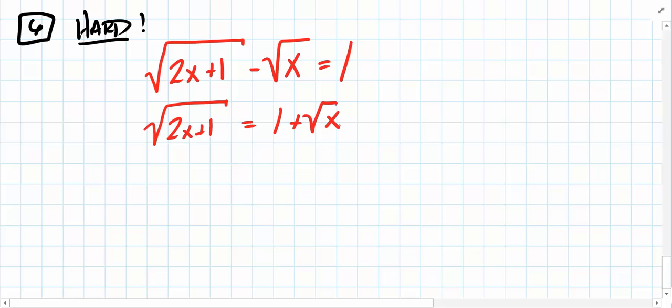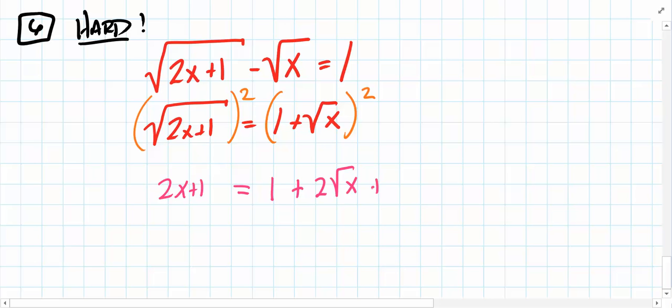Okay, then I am going to want to square both sides. On the left-hand side of my equation, I'm just going to get 2x plus 1. On the right-hand side, I get, don't forget how to square a binomial, it's 1 squared is 1, plus 2 times the product of the two numbers multiplied together, so 2 radical x, plus the square root of x squared is just x. Everybody okay with that part so far?